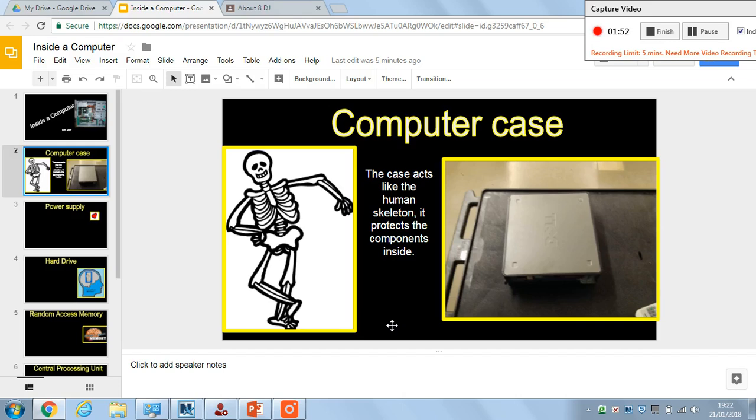So a brief description of what the component does. The case, for example, is going to be very brief because it literally does just protect the components so they don't get damaged. As you move on, the description of the component may become a little longer and a little more technical. I'm going to show you on this presentation the slides that I think you need in order to complete this piece of work. So we're starting with a computer case.